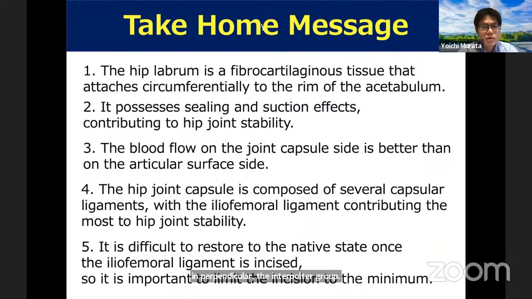Conclusion: the hip labrum is a fibrocartilaginous tissue that attaches circumferentially to the rim of the acetabulum. It possesses sealing and suction effects, contributing to hip joint stability. The blood flow on the joint capsule side is better than on the articular surface side. The hip joint capsule is composed of several capsular ligaments, with the iliofemoral ligament contributing the most to hip joint stability. It is difficult to restore to the native state once the iliofemoral ligament is incised. So it is important to limit the incision to the minimum. So now we are using the periportal.